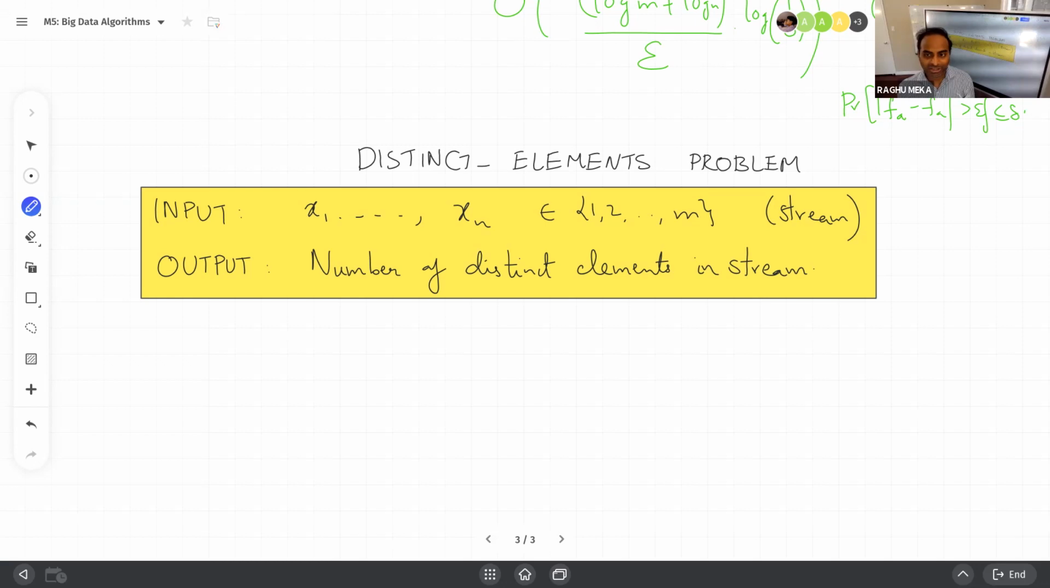You can build a dictionary for sure, and it will save you something in terms of space, because instead of being O of m, it will be O of the number of distinct elements. The size of the dictionary is the number of distinct elements, so you are saving something there, but not enough. You can do much better.